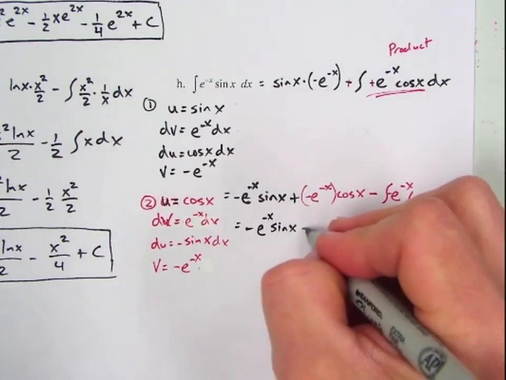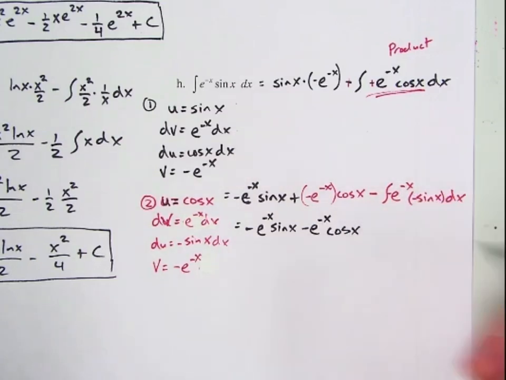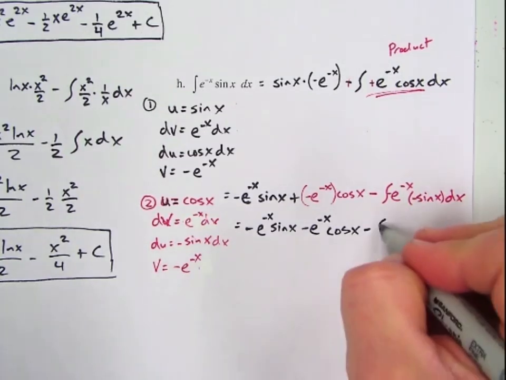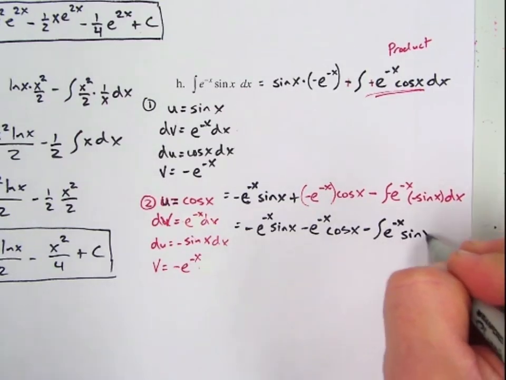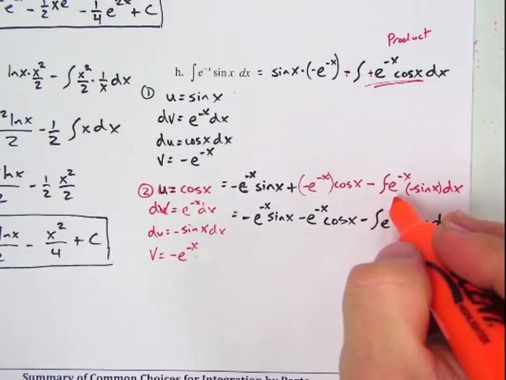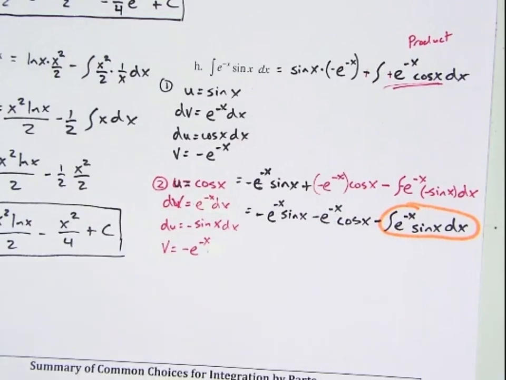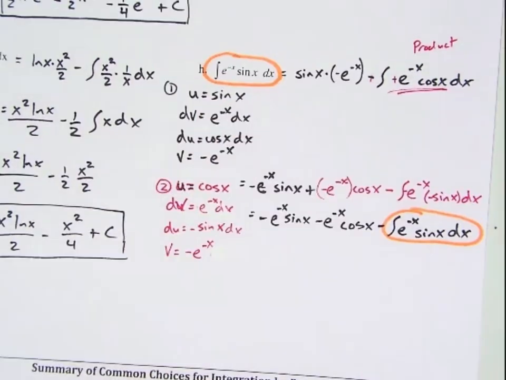So the negatives cancel inside, and we still have minus the integral of e to the negative x sine x dx. Now if you look at this, it's almost like looking in a mirror. When you have mirrors on two sides and keep looking back and forth, you keep seeing the same thing over and over again. It doesn't matter how many times you repeat this, it would keep going around in a circle.